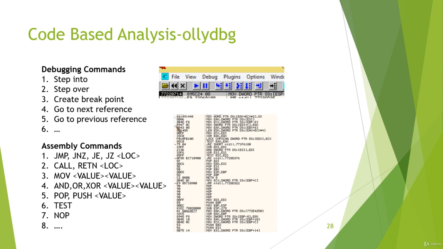Before we go through analysis, you need to understand a little bit of two types of commands. First, the debugging commands. Again, if you're a programmer, those are straightforward commands. You probably used them way more than I did. So stepping into a code, stepping over a code, creating a breakpoint, jumping to one reference before or after the point you're at. So adding a breakpoint. Those are commands that are used a lot when you're doing code-based analysis.